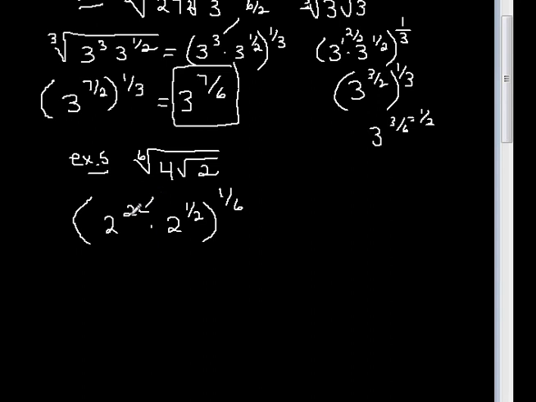If we want to make it a base of 2, it's going to be 4 over 2. And that way the denominators are the same and we can easily add them. So we get 2 to the 5 halves, to the 1/6 power. And now we multiply, so we get 2 to the 5/12 power.